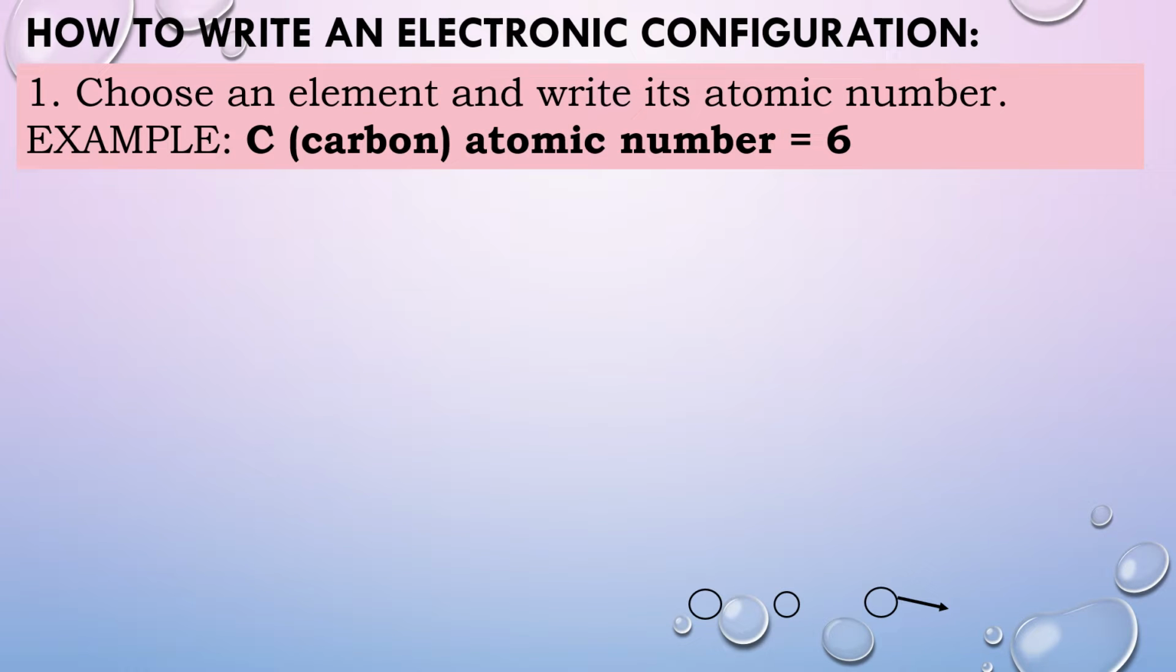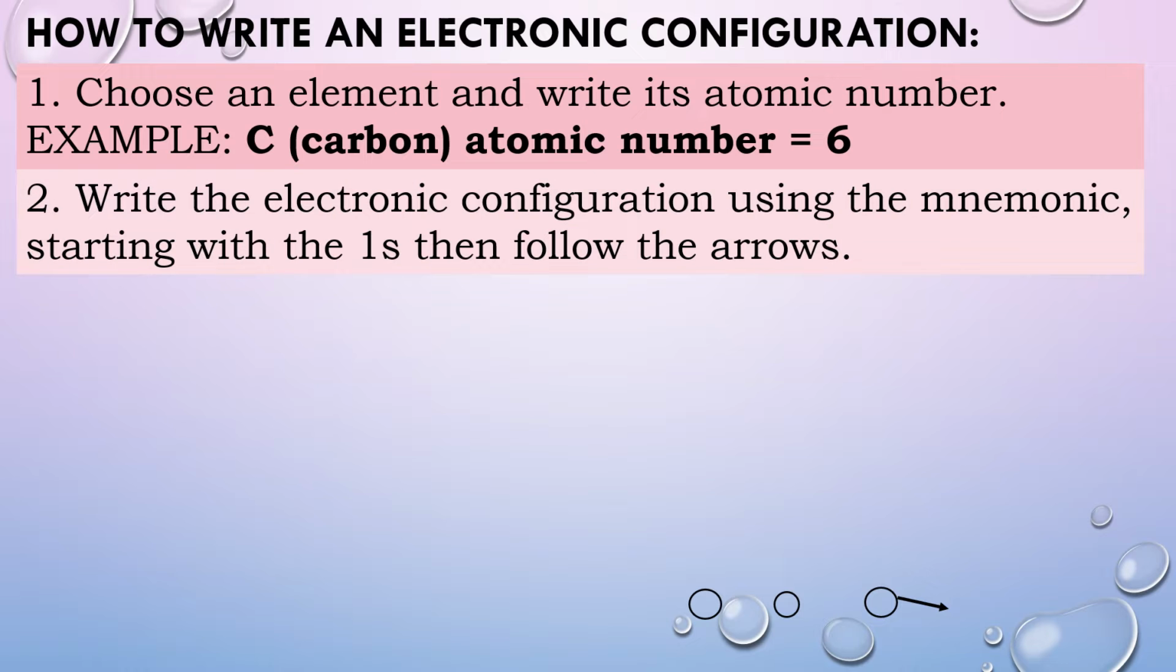So we have here an example of how to write an electronic configuration. First, choose an element and write its atomic number. Example, we have carbon. The atomic number of carbon is 6. So where can we find the atomic number? You can find it in the periodic table.